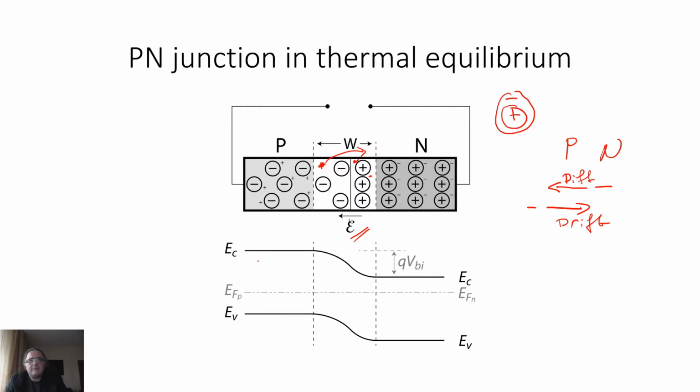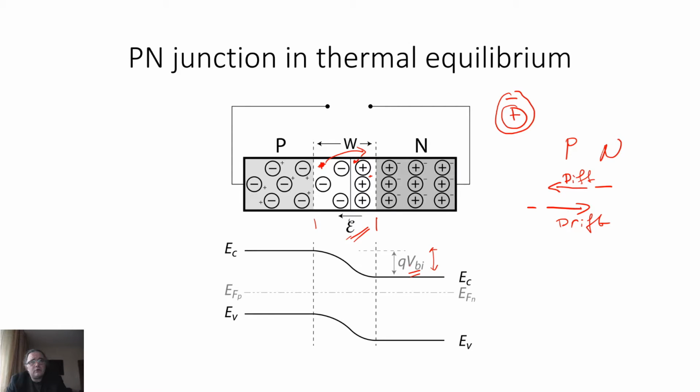Now here is the band diagram. This is the conduction band energy, and this is the valence band energy. And because of the internal electric field, there will be a certain potential difference between both regions. And this potential difference will cause bending of the bands. So the N side here will be at lower energy levels than the P side. And the difference of the energy levels is actually the potential barrier, the built-in potential difference. And this is what opposes further diffusion of electrons from one side to the other side.